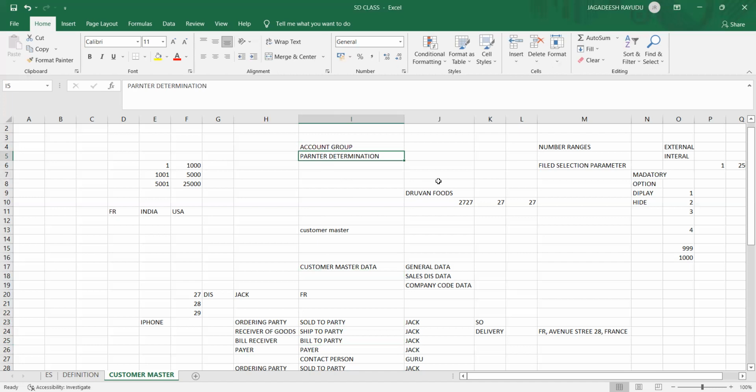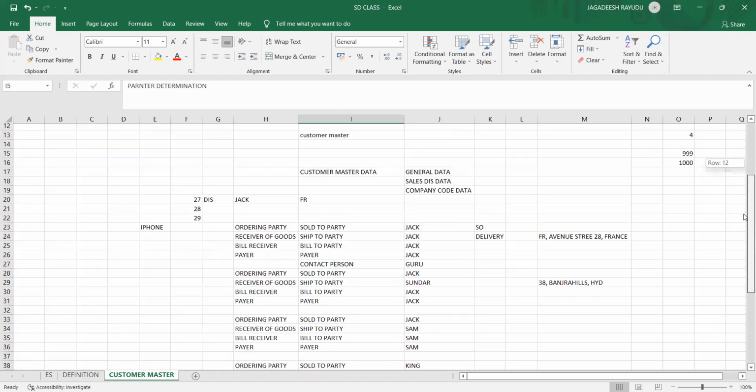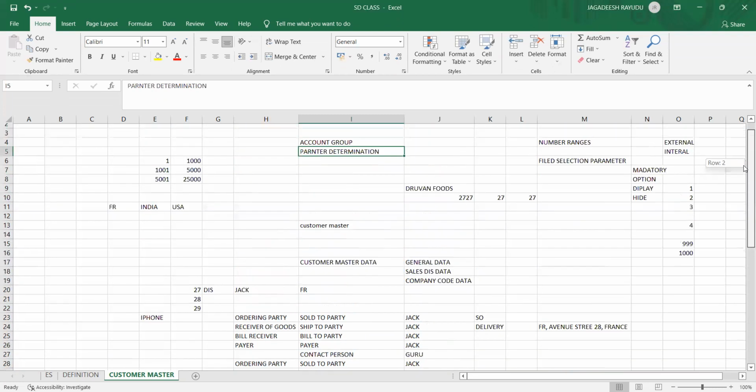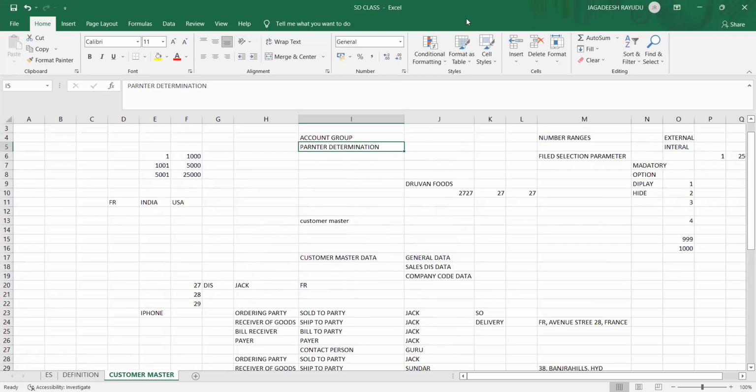This is all about the theory. We would like to see in the next session how we are going to configure account groups and partner determination on the SAP system.